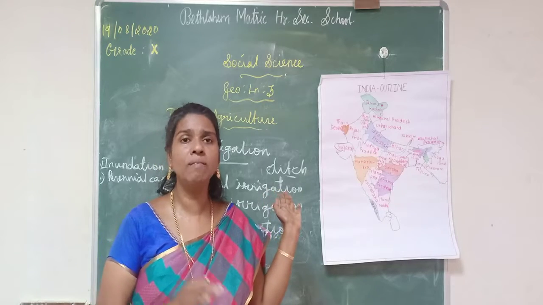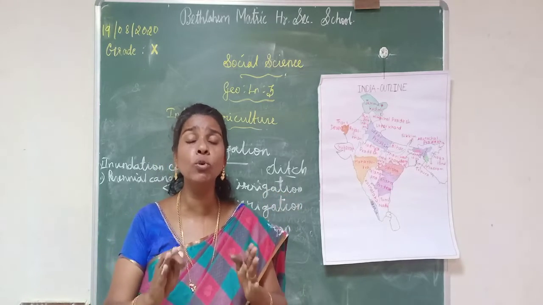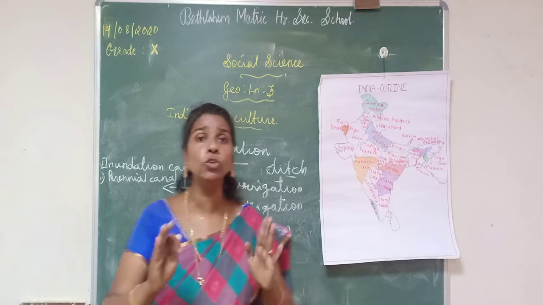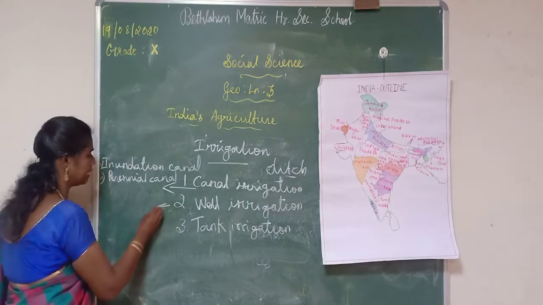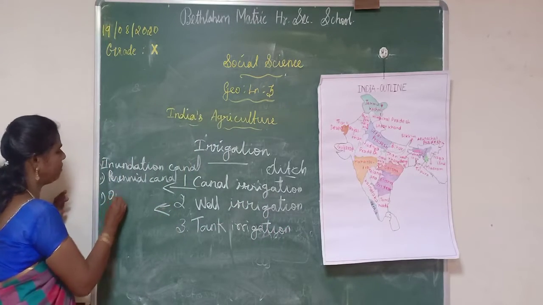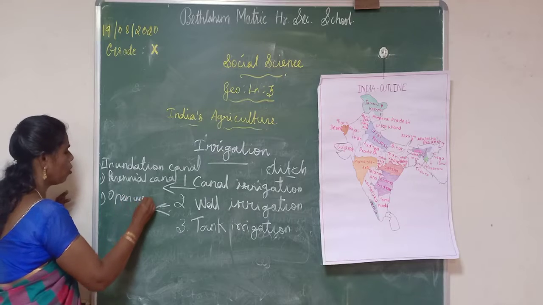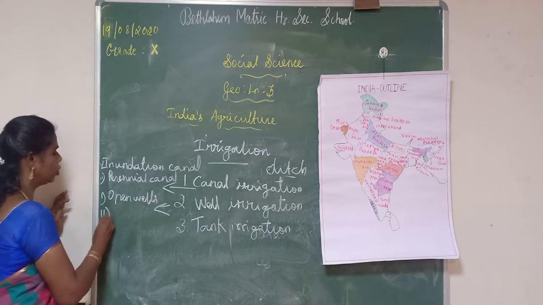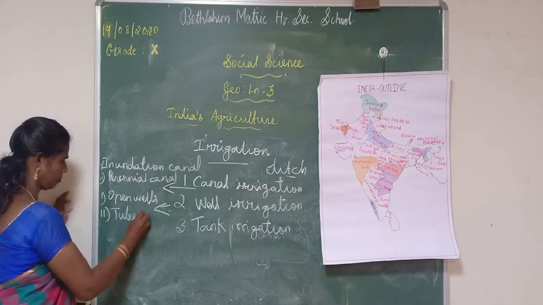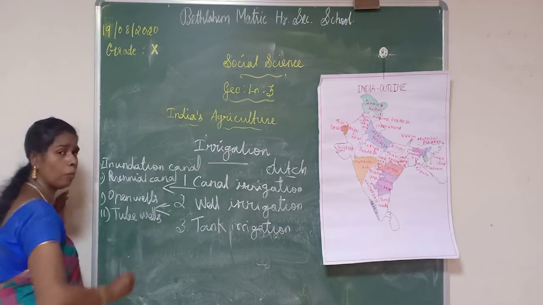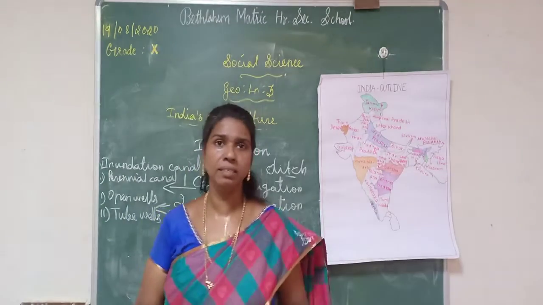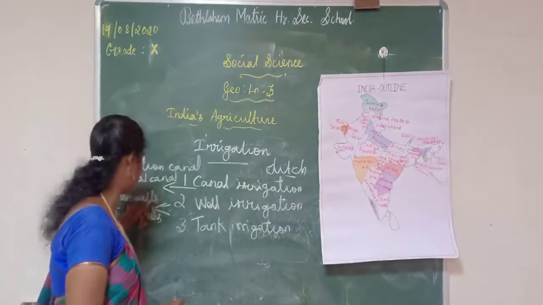Well irrigation is classified into two types: open wells and tube wells. The first one is open wells.